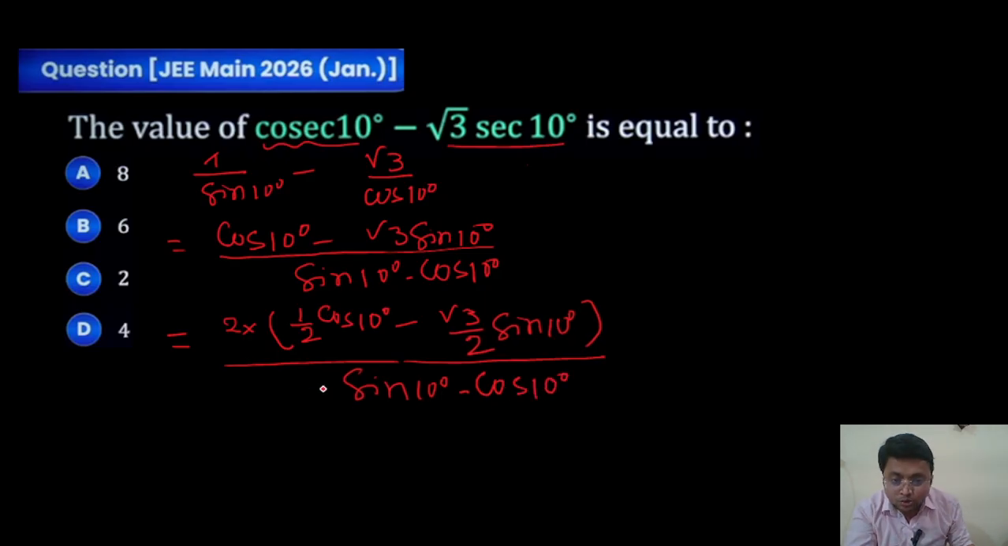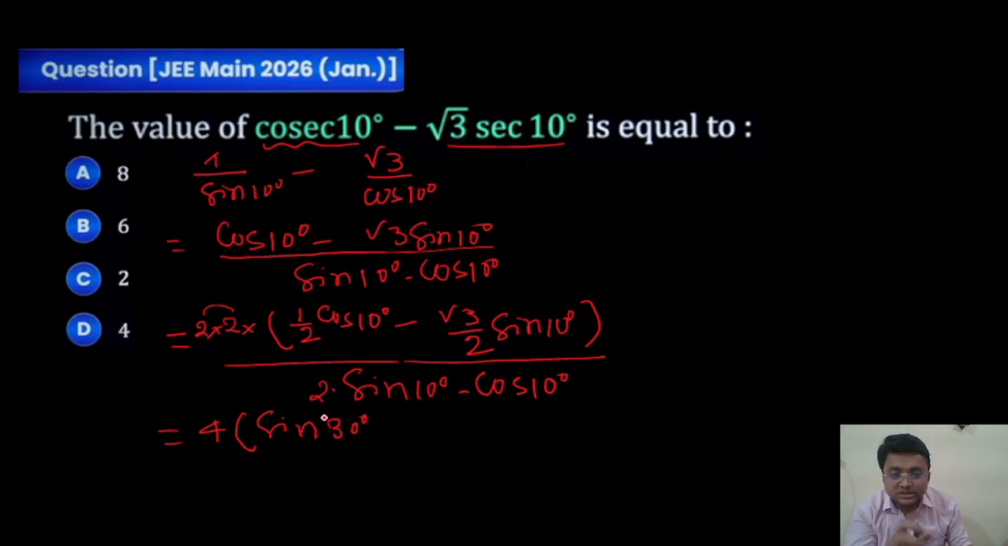Now you can see here, you also multiplied by 2 here, and here you also multiply by 2. So now you see 1 by 2 cos 10 degree minus root 3 by 2 sine 10 degree. What we can observe is 2 into 2 you can multiply, here it is 4. And this, what we can write is sine 30 degree.